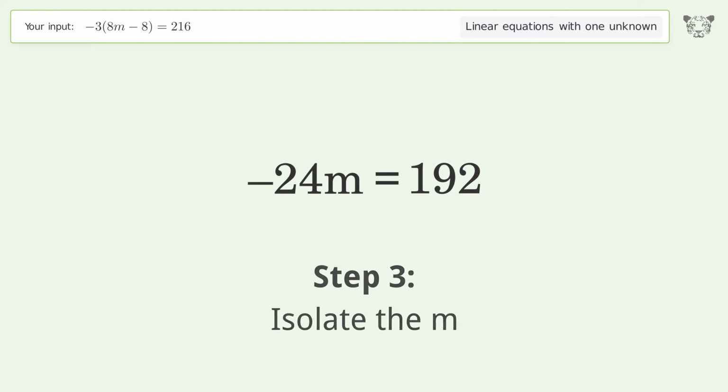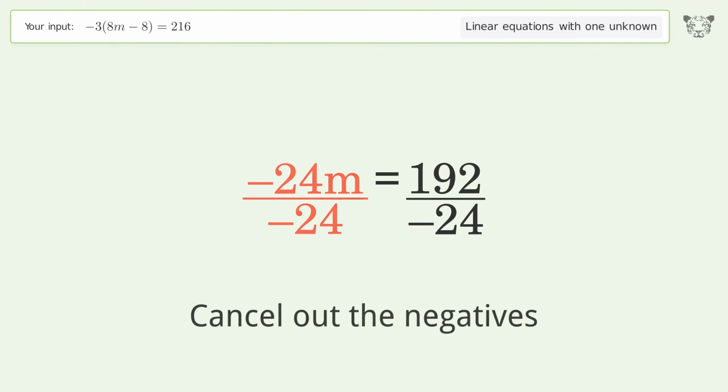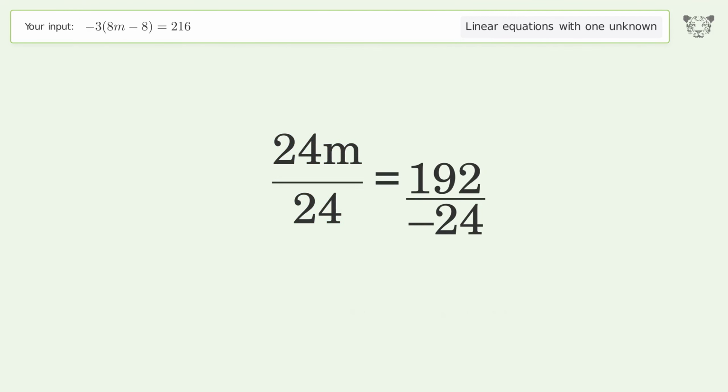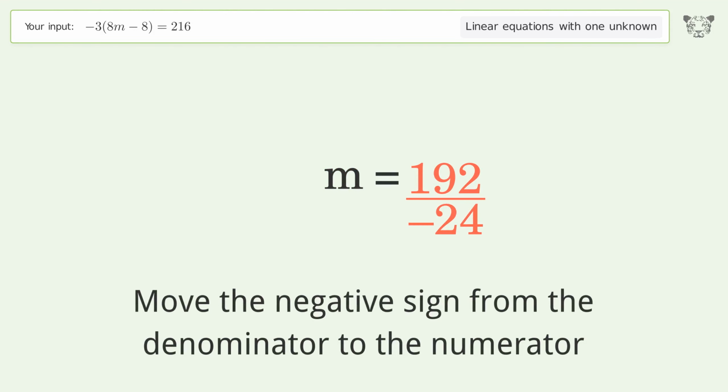Isolate the m. Divide both sides by -24. Cancel out the negatives. Simplify the fraction. Move the negative sign from the denominator to the numerator.